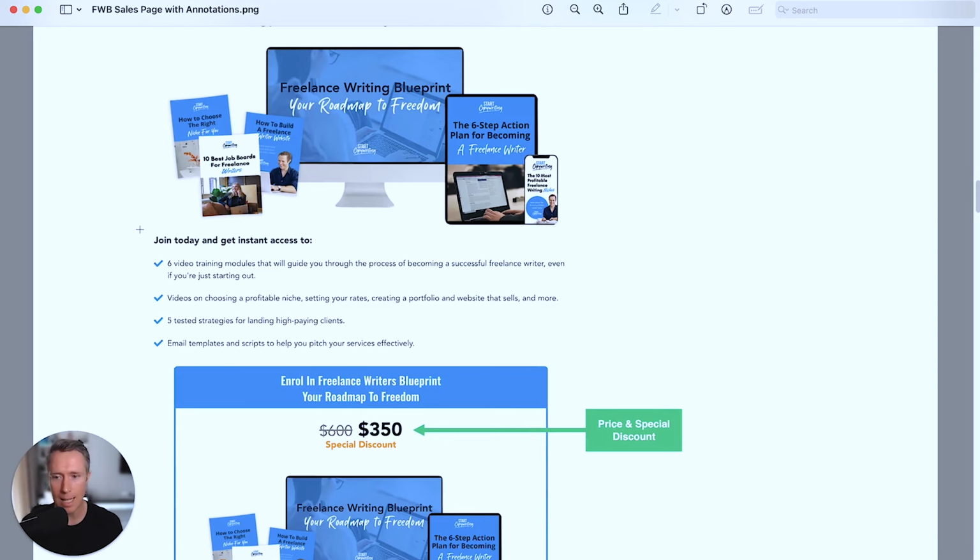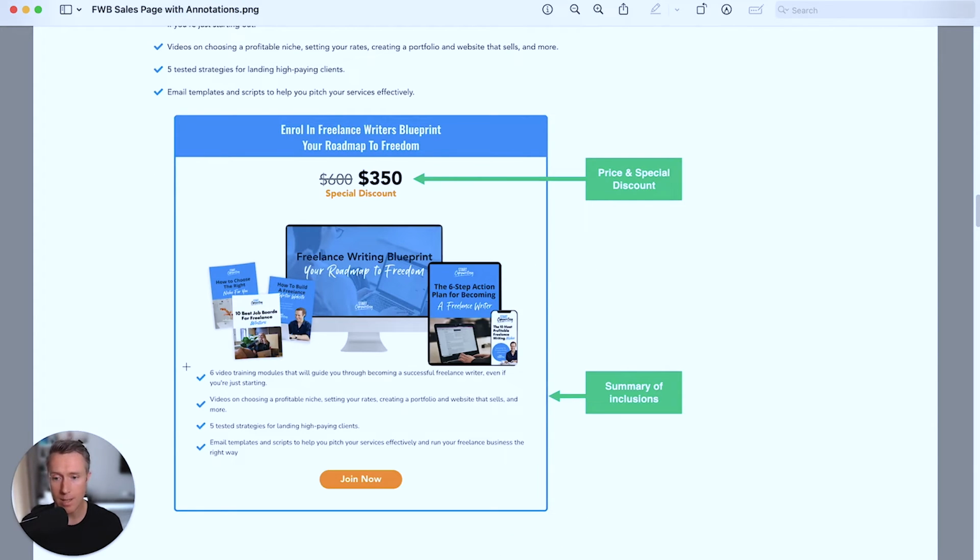I then summarize what they get. I say, join today and get instant access to all of this, and I go over the inclusions. I then go into the price where I summarize it again. I've got the join now button. If people are ready to buy, again, this is kind of the middle of the sales page, so they can buy. I then reveal the price and I offer a discount, which obviously increases the desire for it because people love discounts. They love saving money.